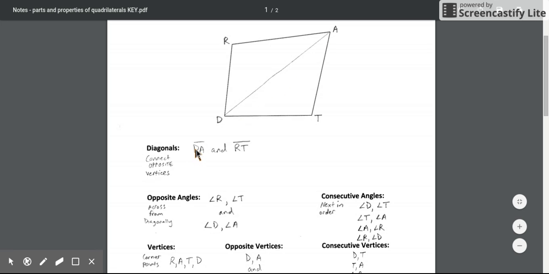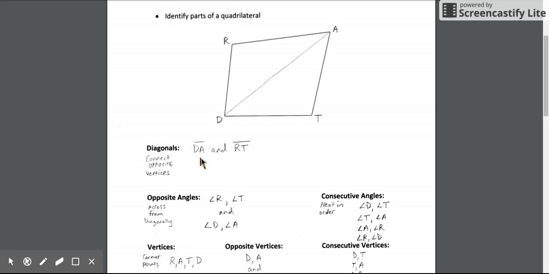We could switch those letters. But I could have also drawn this diagonal and connected R and T together, and that would be segment RT or TR. And that's another diagonal. So two diagonals in quadrilaterals, and we name them as segments.